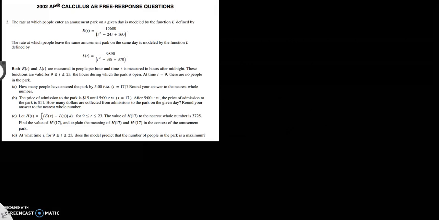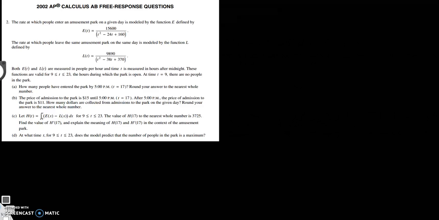We are going to solve the 2002 AP Calculus AB FRQ, free response question number 2. The rate at which people enter an amusement park on a given day is modeled by the function E defined by E of t equals this function over here. So this is the rate of people entering the amusement park.